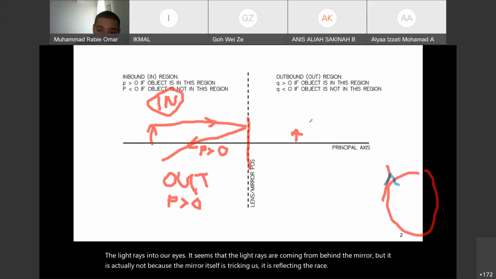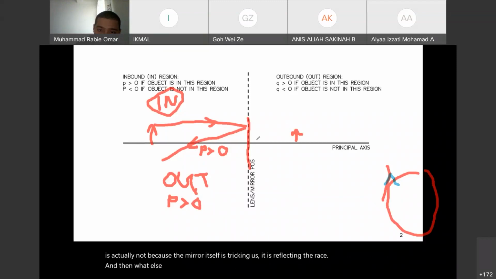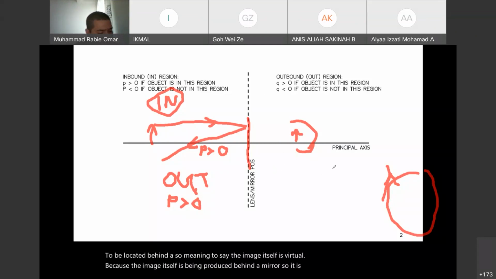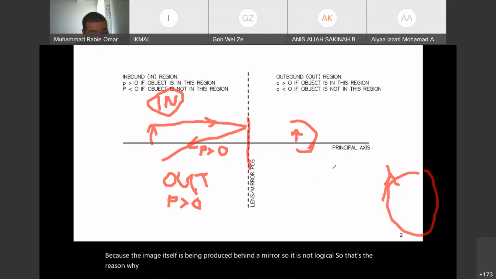And then what else? At some point, your image is being produced behind the mirror. So this is the forbidden region. It is not possible for the light rays to be located behind the mirror. So meaning to say, the image itself is virtual, because the image is being produced behind the mirror, so it is not logical. So that's the reason why we call it the virtual image.